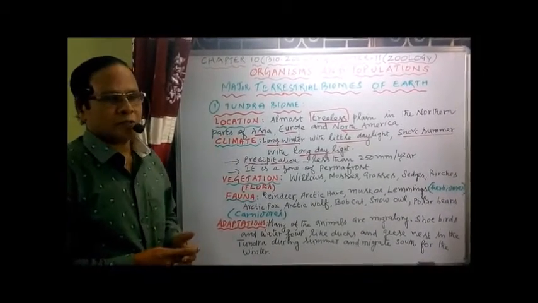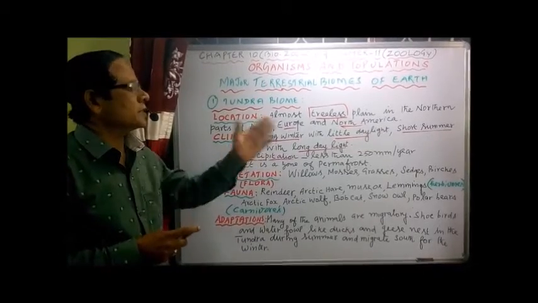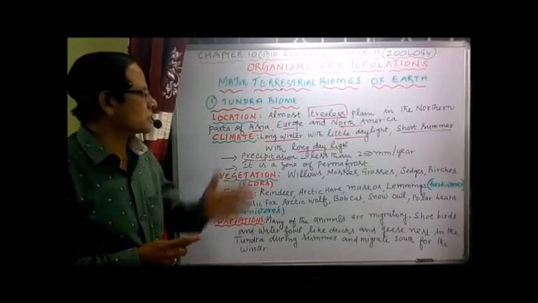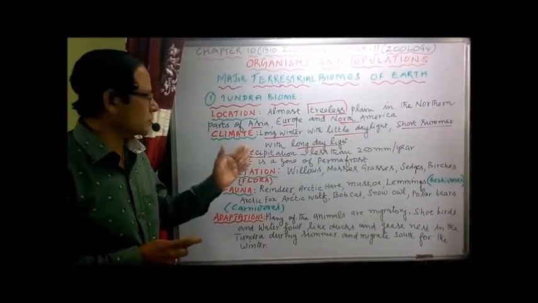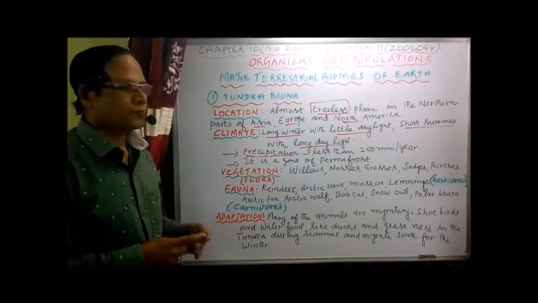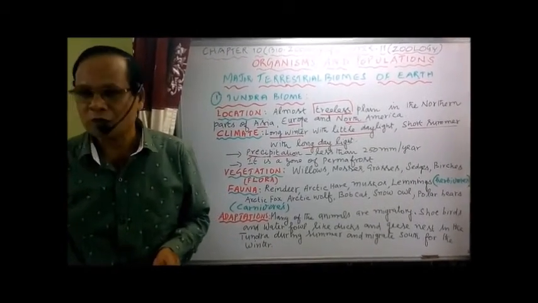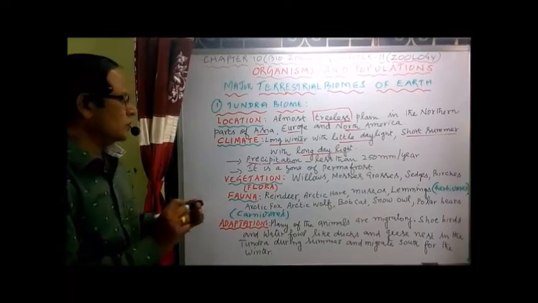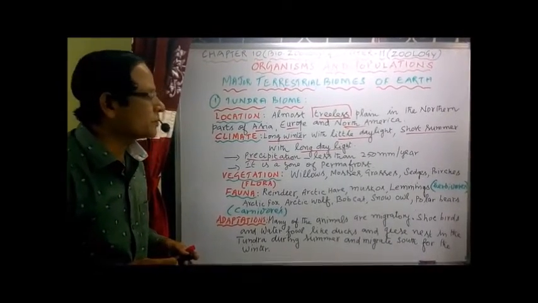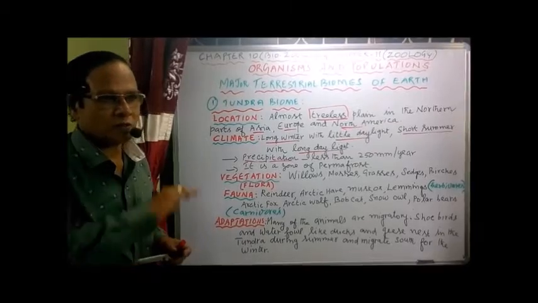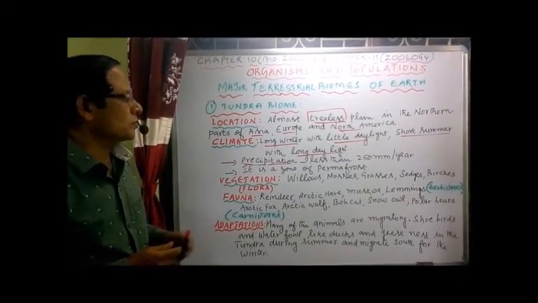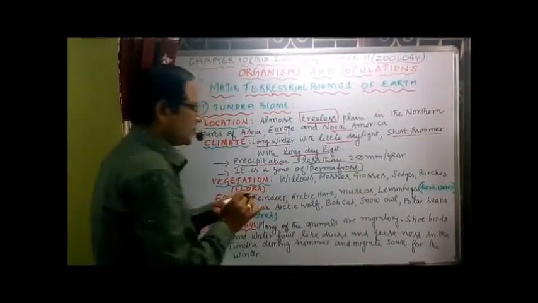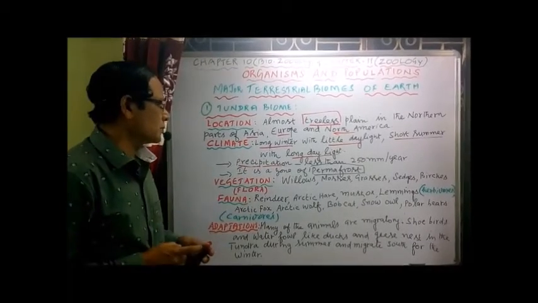Now what is the nature of the climate? The winter is very long with little daylight. So long winter with little daylight. The summer, short summer with long daylight. About the precipitation, there is nothing but the nature of the rainfall, whether it is more or less or medium, etc. Now, what is the rainfall? It is less than 250 millimeter per year because the soil is frozen, and it is a zone of permafrost, a layer of permanent frozen soil. That condition is called permafrost.